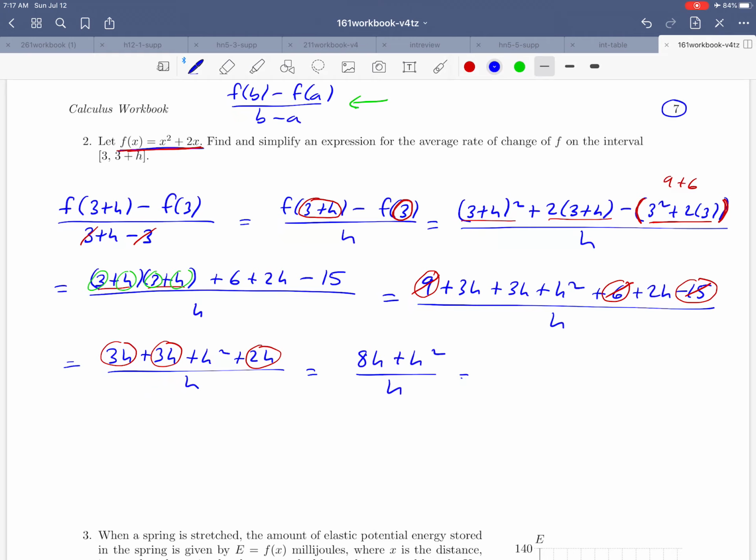Notice that in the numerator, we can factor out an h. If you pull an h out of the first term, you get an 8 left over, and then an h in the second one. And then finally, because we've got an h in the top and the bottom, we can cancel it. So we have managed to reduce this difference quotient all the way down to 8 plus h. There's our simplified average rate of change.